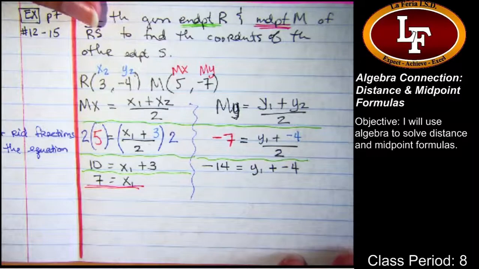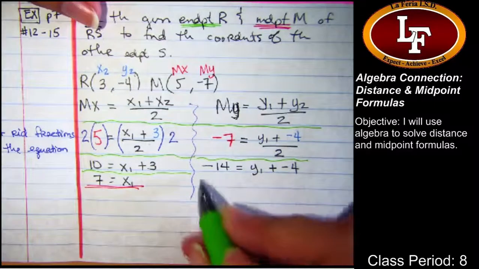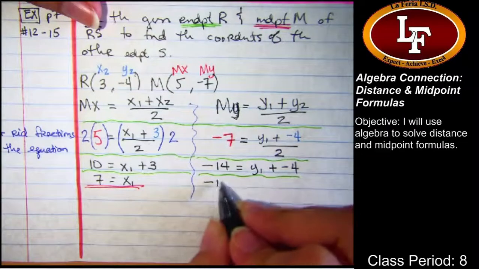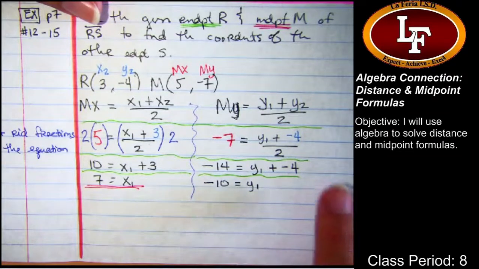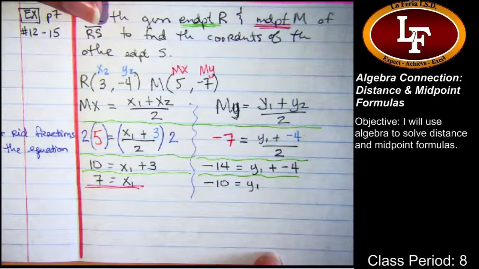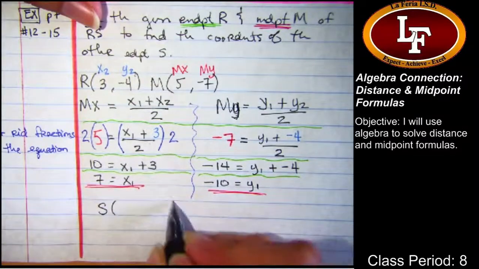What did I do? I multiplied. What did I multiply by? The 2. Why did I multiply it by 2? It's because I'm dividing by 2 and I wanted to get rid of it. Nicely done. Team effort. I loved it. What did I do? Subtracted 4 or added 4 because I had this negative there. Negative 14 plus 4, negative 10. Nicely done. So what are the coordinates for S?